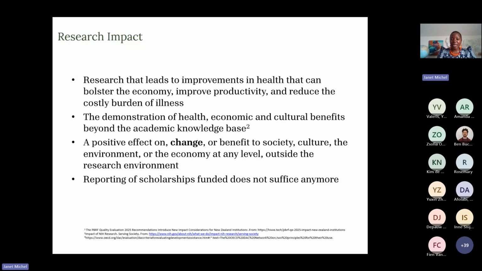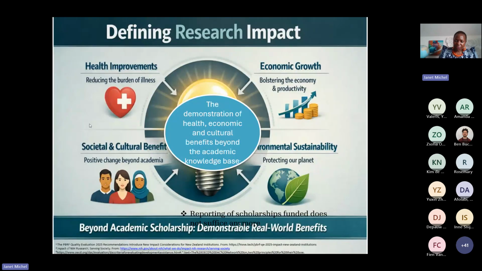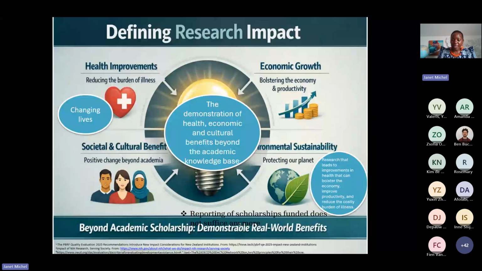The question is, what have those people who have been funded through these scholarships, how have they changed the lives of the community served? And it's also no longer sufficient to say I published in Lancet or I published in Science. This does not count as research impact. So we need really improvements beyond the academic base, and in your case, it's more changing the lives of palliative patients and end of life care patients.